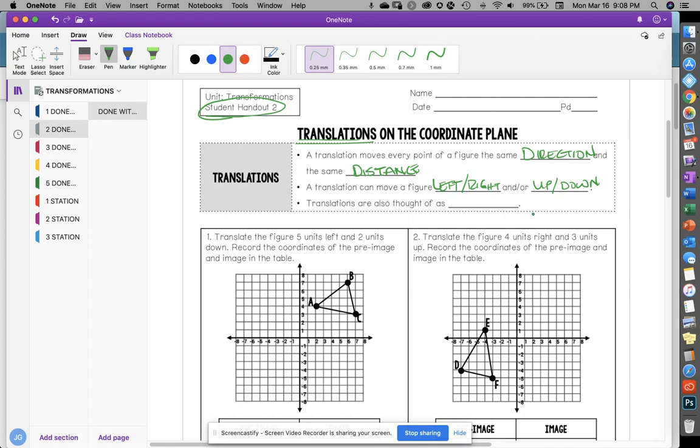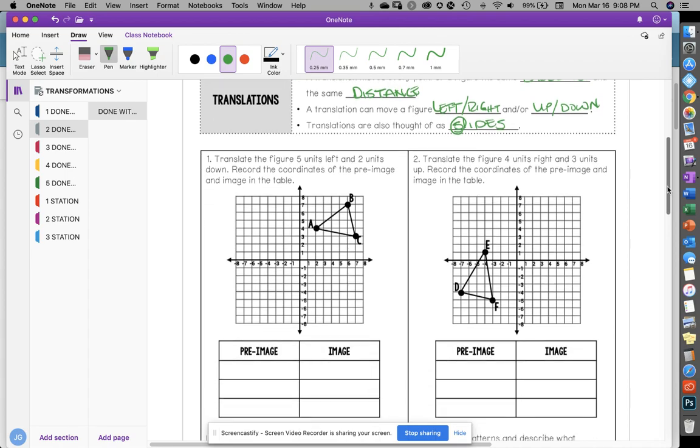Translations are also thought of as slides. This is a slide one. Easy way I remembered it was there's an S and there's an S in translations. So just made it easy for me, SL. Little thing I used to use.